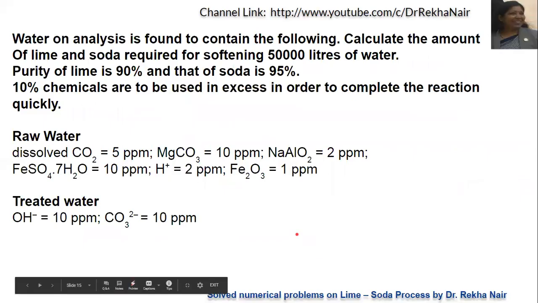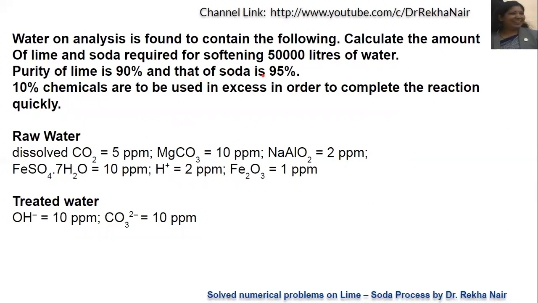Another type of numerical. Here it is given that we need to calculate the lime and soda for 50,000 liters of water. Purity of lime is 90%. Soda is given as 95%. And it has been specified that 10% chemicals are used in excess. Chemicals means it is lime and soda. Both are used 10% in excess to complete the reaction. And it is specified that raw water contains dissolved carbon dioxide as 5 ppm.